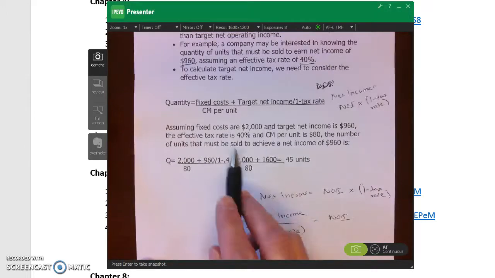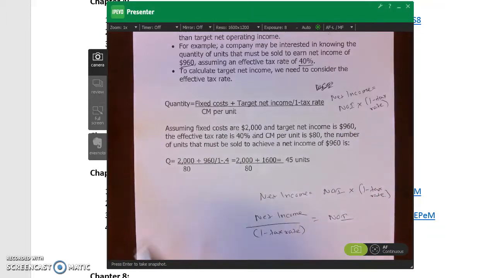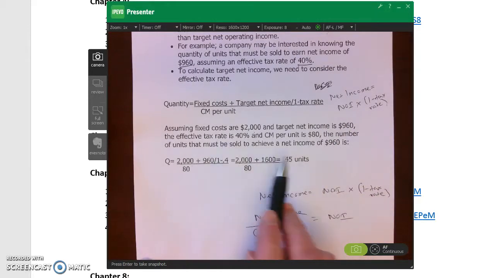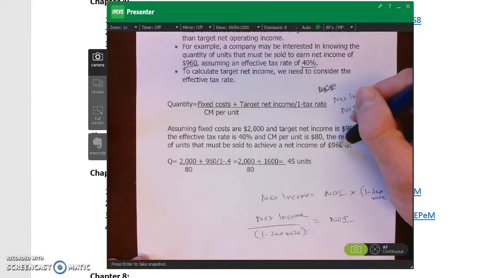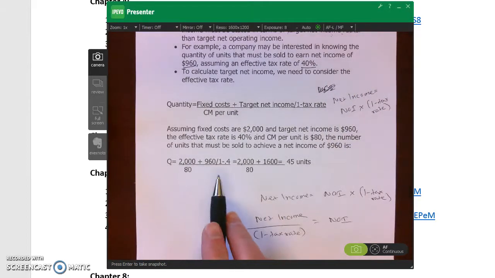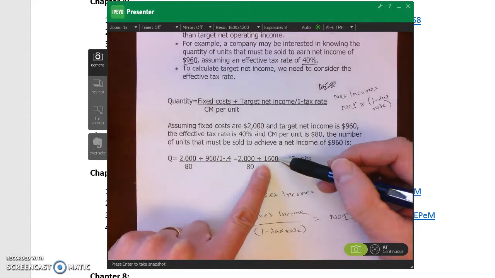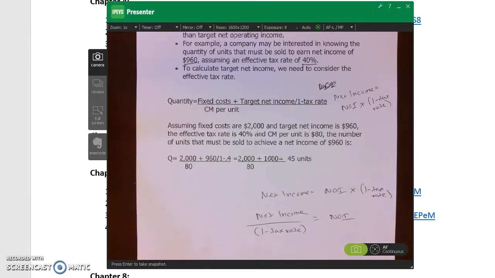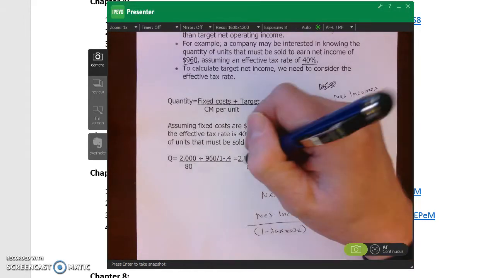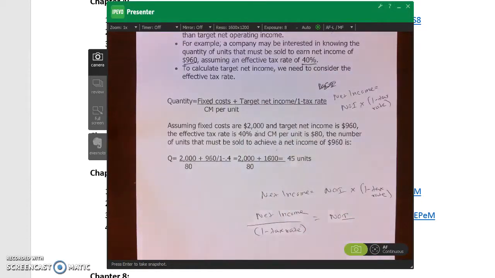Okay, so we say over here, assuming fixed costs are $2,000, target net income, not net operating income, but net income is $960, and the effective tax rate is 40%. The CM per unit is $80. The number of units that need to be sold to achieve a net income of $960 is as follows. We take our $2,000 plus, this is our net income divided by 1 minus the tax rate, gives us the $1,600. This is the target net operating income. So it becomes the exact same problem that we did on the prior page. Fixed expenses plus target net operating income divided by CM per unit. You have to sell 45 units. Okay.